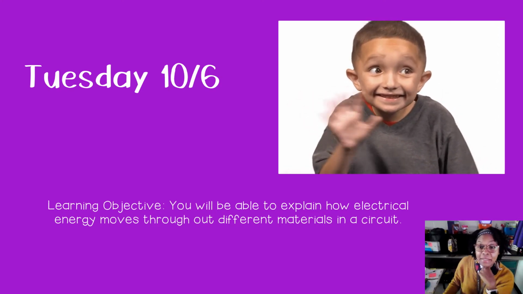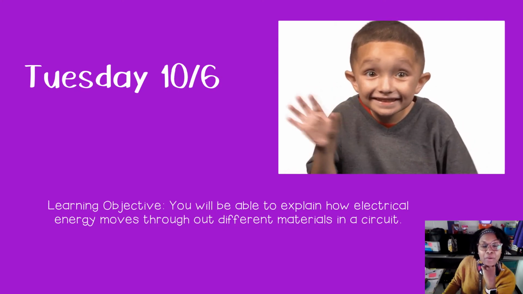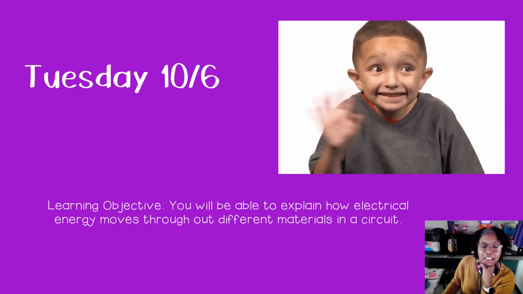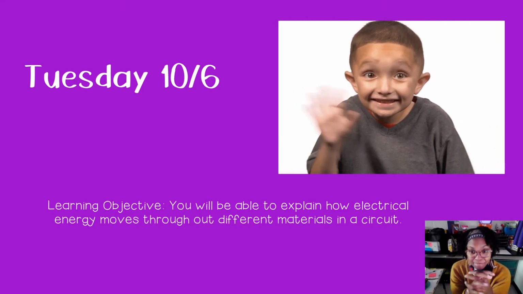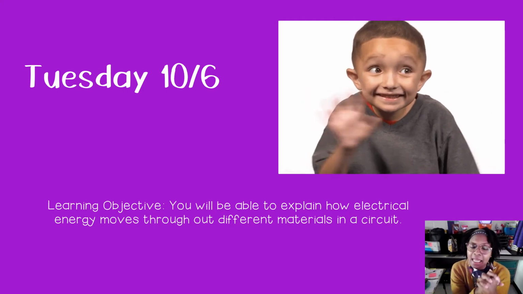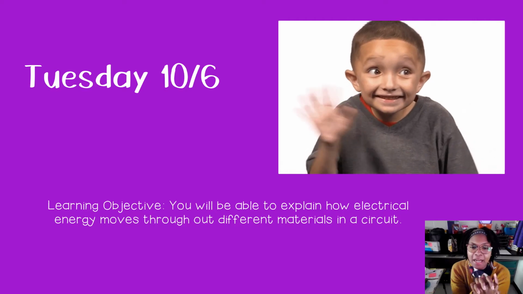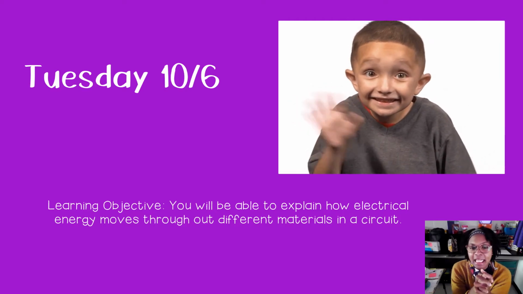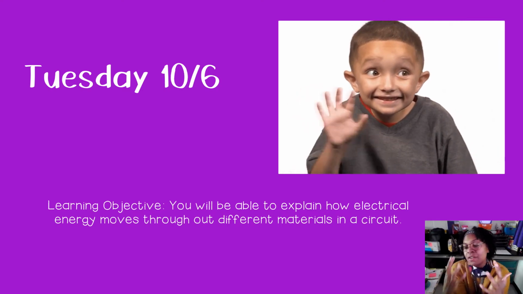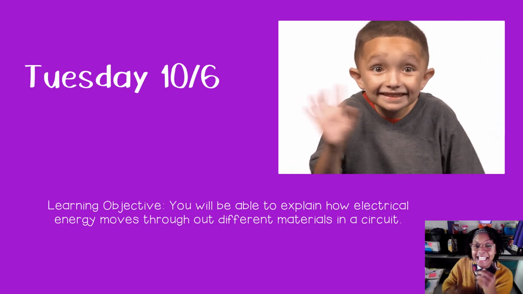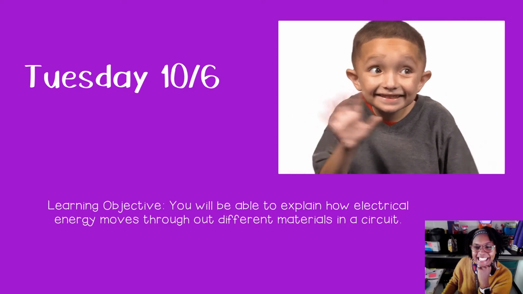So today is Monday, but the instructional video will be for Tuesday, October 6th. And today we are going to be able to explain how electrical energy moves throughout different materials in a circuit. So that is our learning objective. That is our goal for the end of this lesson. So let's go ahead and get started.